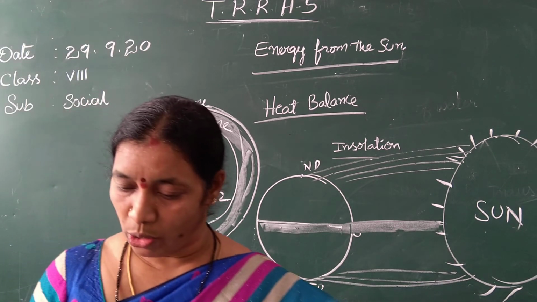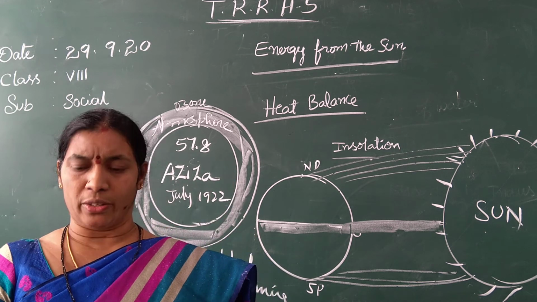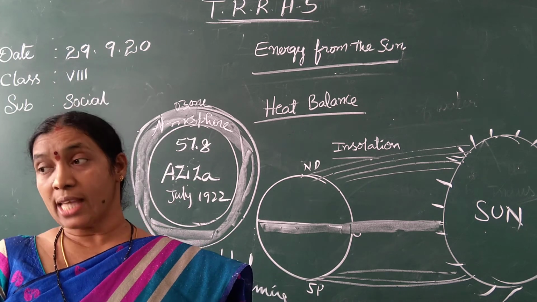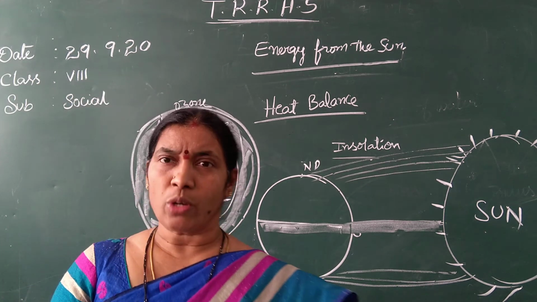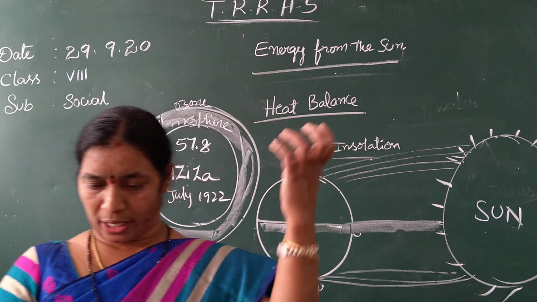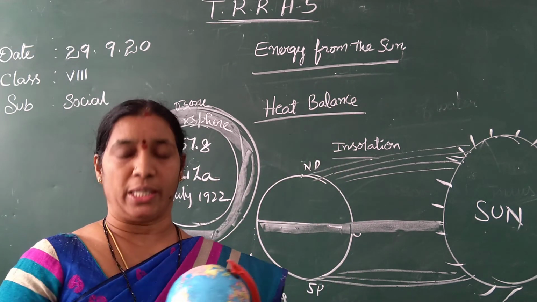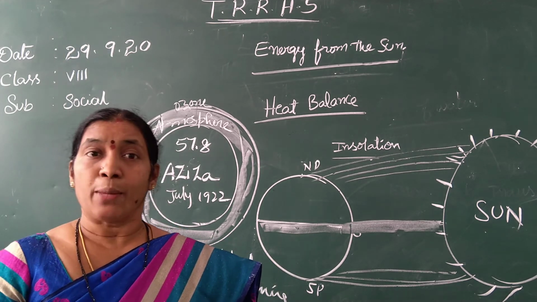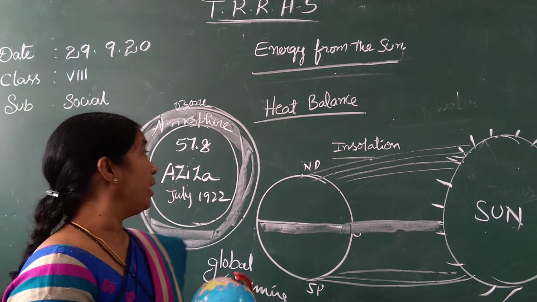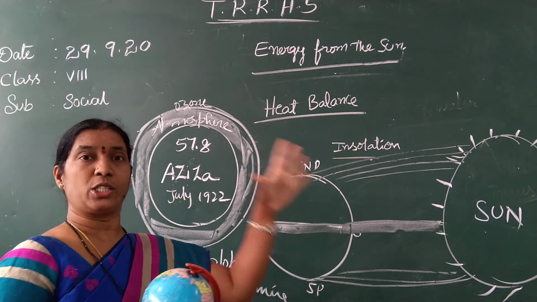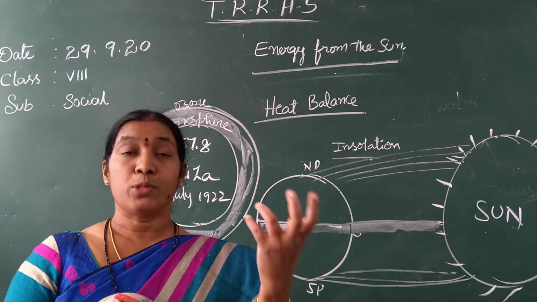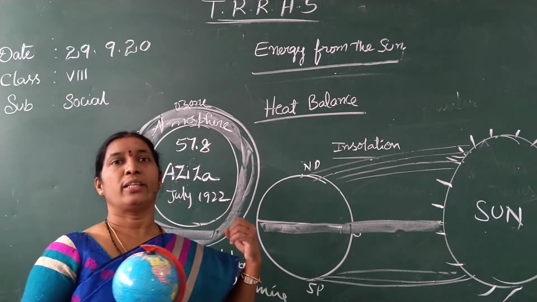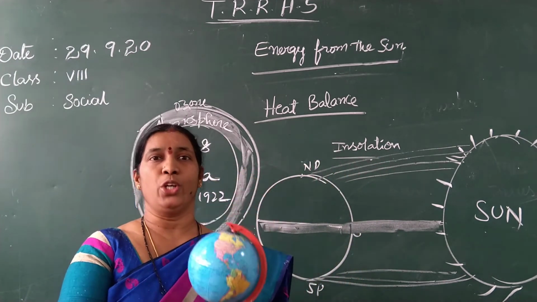Tomorrow I will give you a question: what will happen if the atmosphere gets more polluted with smoke and dust? Let me tell you. Some amount of solar rays is absorbed or reflected away by the dust particles. If the atmosphere gets more polluted with smoke and dust, it absorbs more heat. When the atmosphere absorbs more heat, the Earth will become very hot.